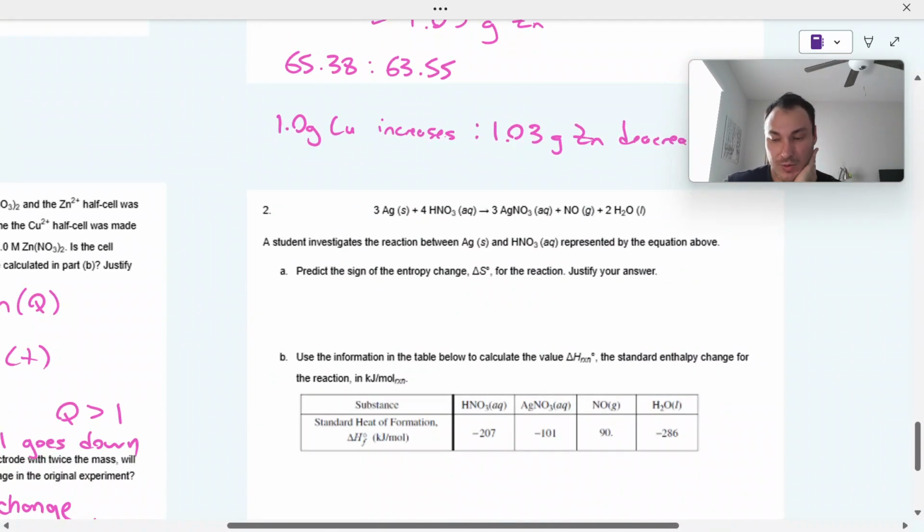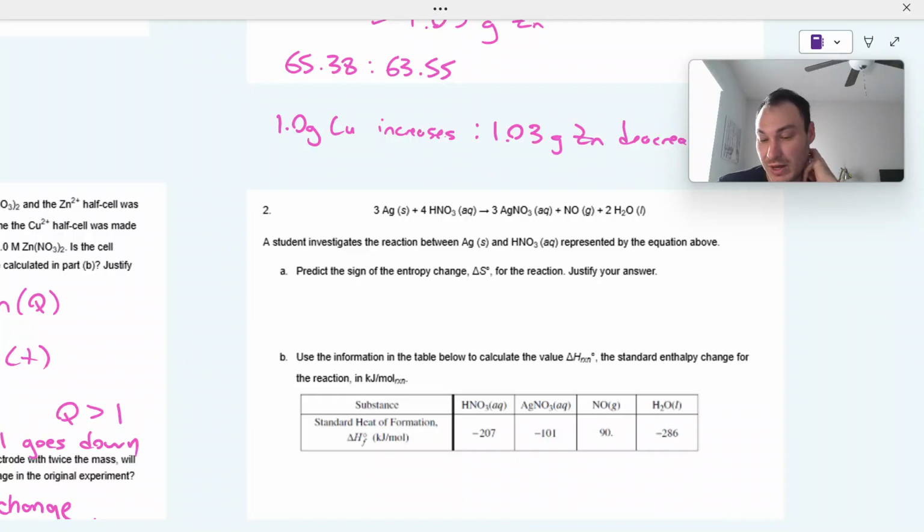All right, moving on to FRQ2. A student investigates the reaction between Ag and HNO3, represented by the equation above. Predict the sign of the entropy change, delta S, for the reaction. Justify your answer. All right, so predicting entropy change, I see that we're going from no gas on this side to gas on this side.